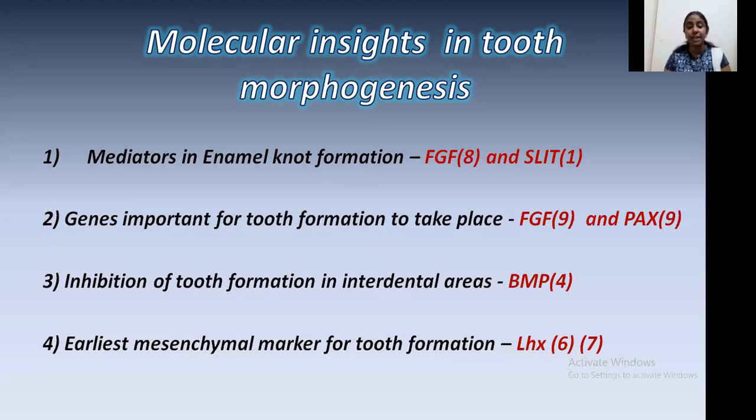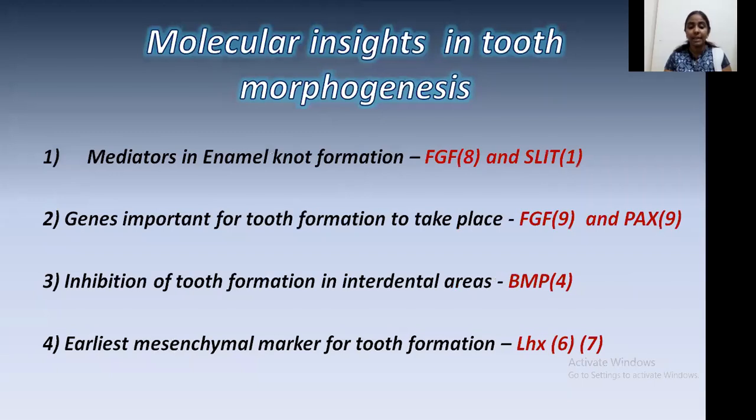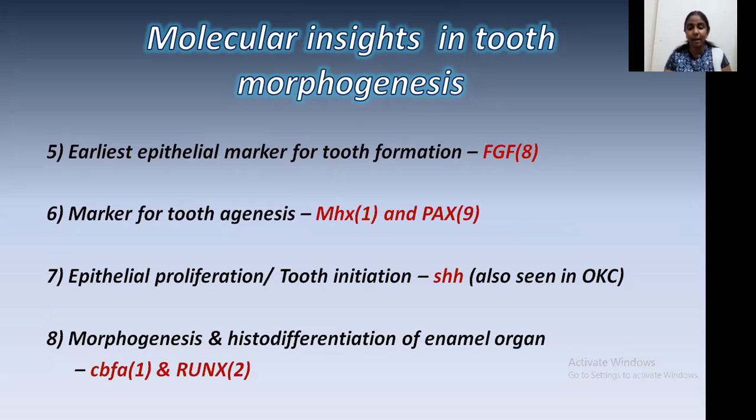Inhibition of tooth formation in interdental areas, gene responsible, BMP4. Earliest mesenchymal marker for tooth formation is LHX6 and 7. Earliest epithelial marker for tooth formation is FGF8. Previously, we saw earliest mesenchymal marker for tooth formation. This is earliest epithelial marker for tooth formation. Marker for tooth agenesis, that is absence of tooth to develop, MSX1 and PAX9.